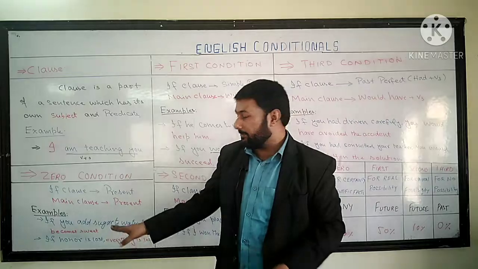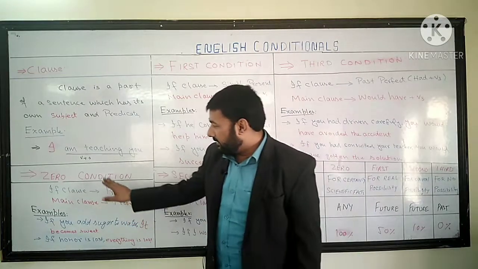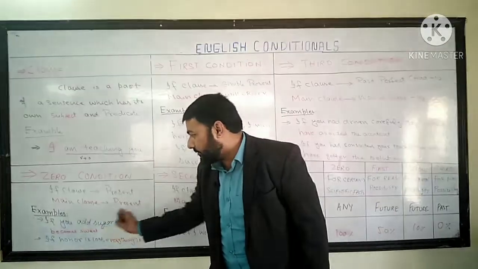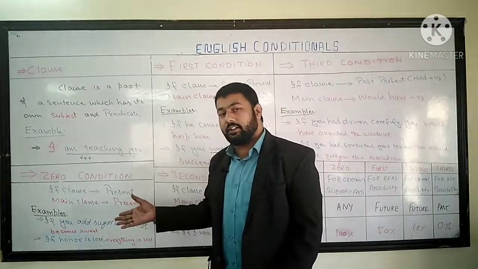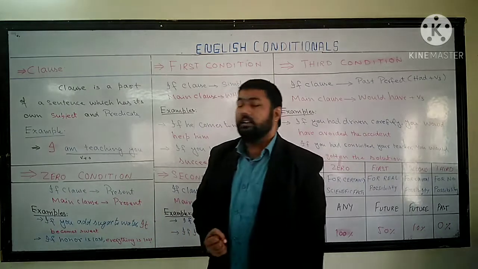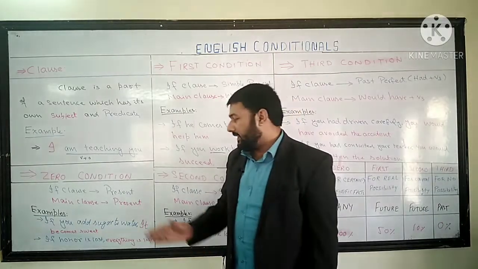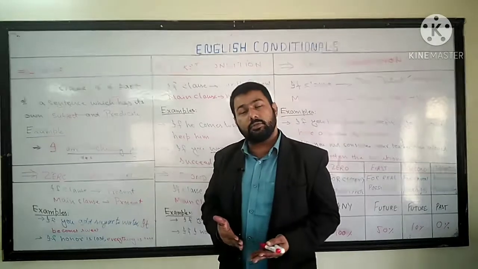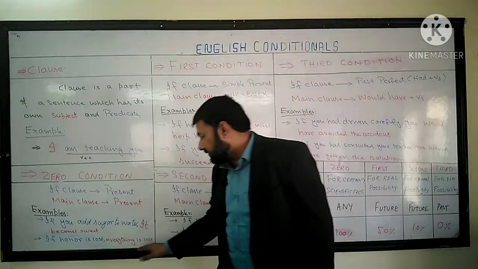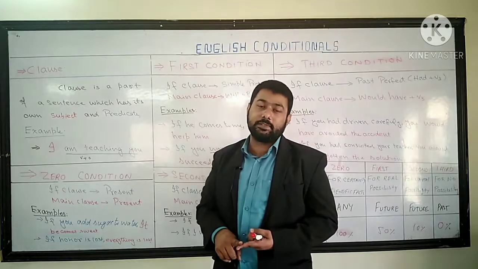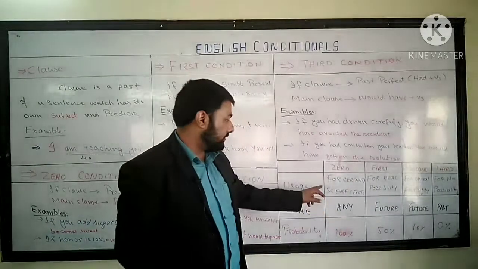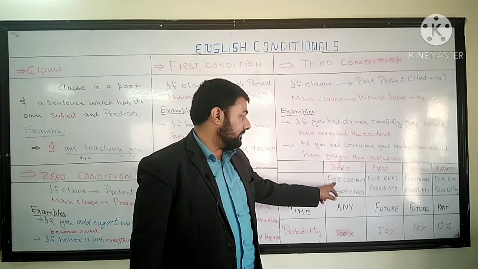Again, let's go back to the example to understand it. In zero condition, a sentence is: if you add sugar to water, it becomes sweet. Now, it is a scientific reality, a fact, as well as something that is recognized or accepted by everybody, that if we add some sugar to water, it becomes sweet. So it's a reality. If honor is lost, everything is lost. Again, if the honor of any person is lost, he loses everything. It's a reality. So we can say that it is used to show some scientific facts as well as some realities.